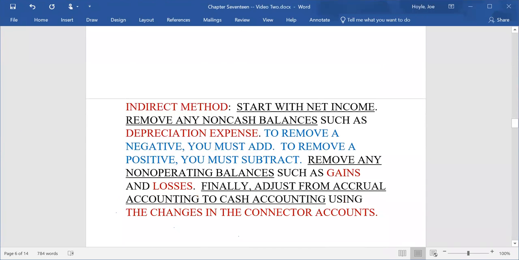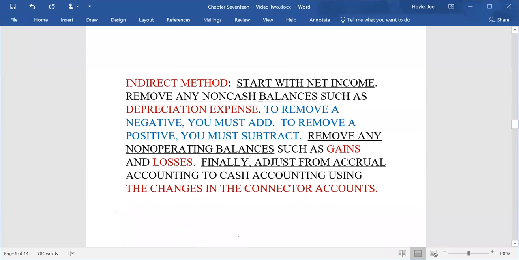So we're going to use an example here. What are the 4 steps? We will not start with an income statement in the indirect method. We will start with net income. It will simply be one single number. We don't have to worry about the entire income statement. That's one of the reasons that companies like it. It only starts with a single net income number.